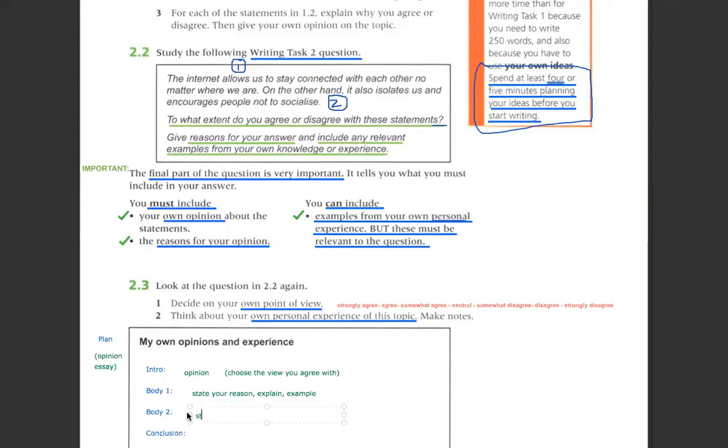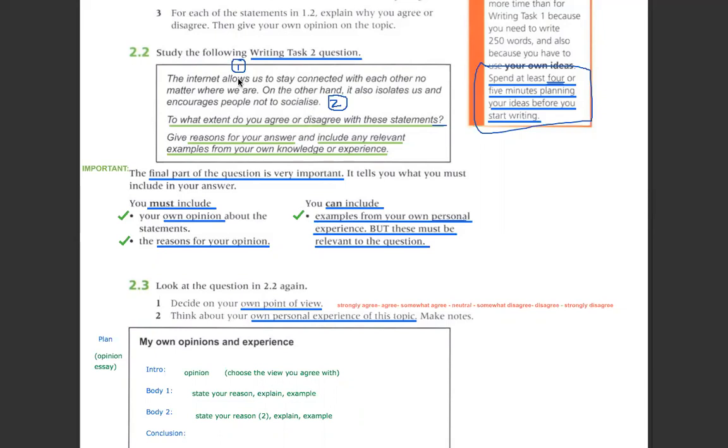The second one, I need to state my reason again. So if I disagree with statement 2, I need to state this reason. You explain why, and again, you give a quick example. Okay. So in the first one, I would explain why I agree or disagree with number 1. In the second one, I would explain why I agree or disagree with the second statement.